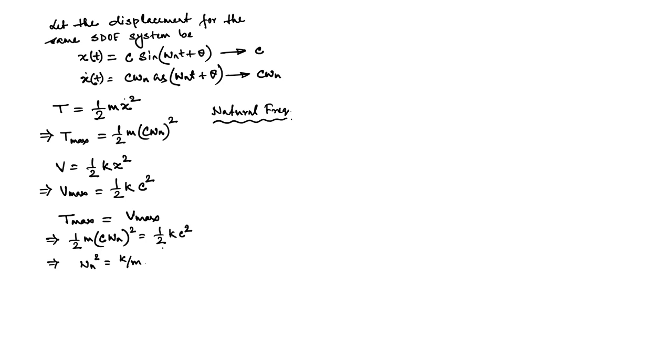In this approach, you see what we do: we first assume the deformed shape, that is x of t, and using this information, we quantify the kinetic energy and potential energy, and then we maximize those two quantities, and then equating them, we find the natural frequency. And this method is called Rayleigh's method.